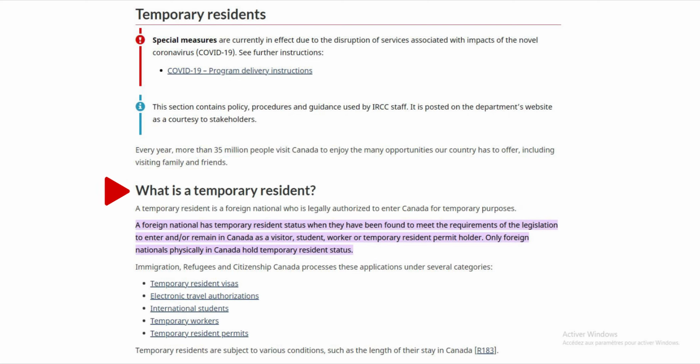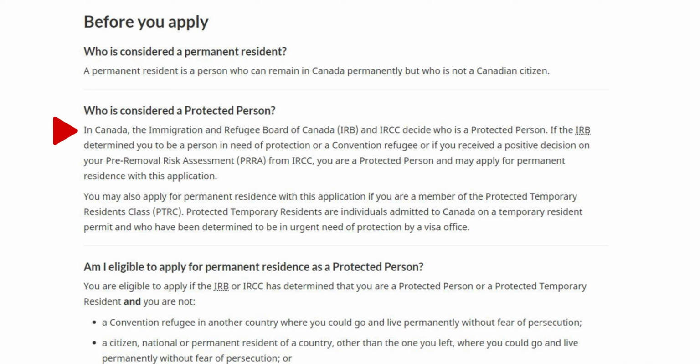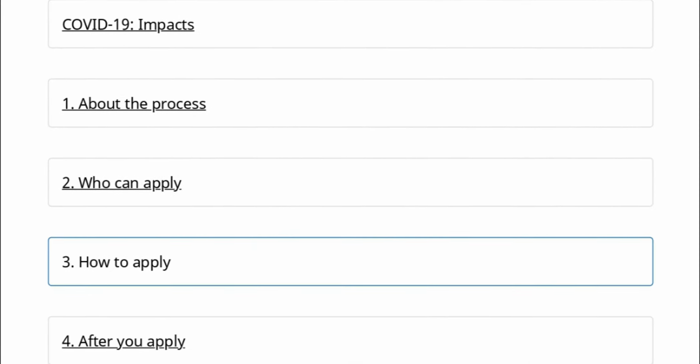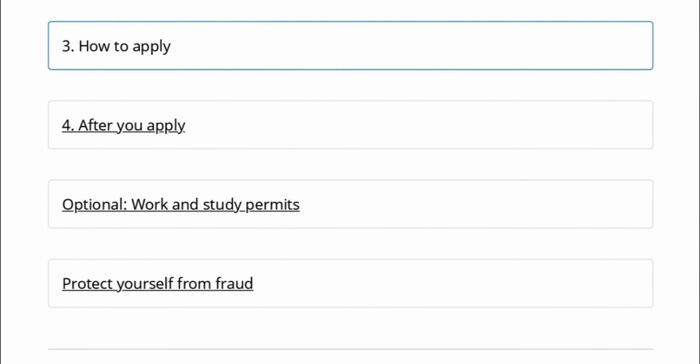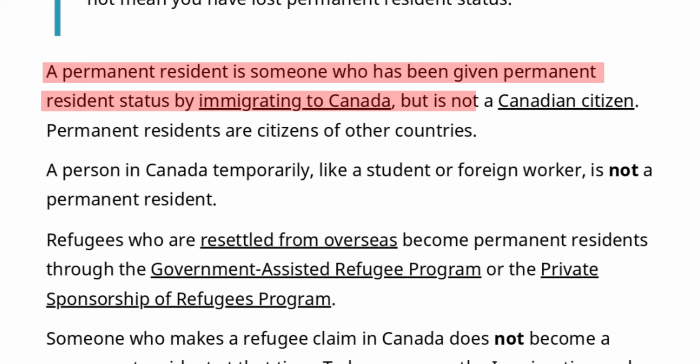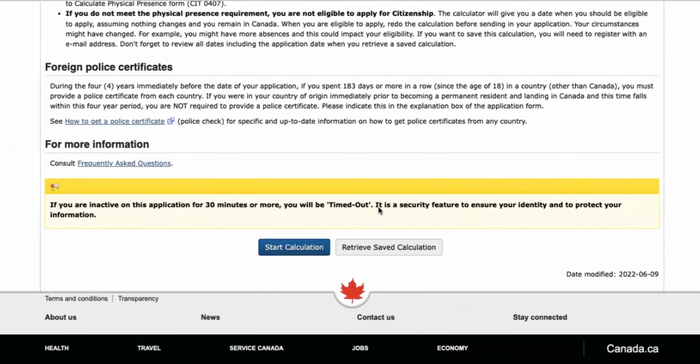Temporary resident status includes lawful authorization to enter or remain in Canada as a visitor, student, worker, or temporary resident permit holder. A protected person is someone who was found to be in need of protection or a convention refugee by the Immigration and Refugee Board, or a person who received a positive decision on a pre-removal risk assessment from IRCC. If you made a refugee claim or were included in a family member refugee claim, you will not be credited with time in Canada from the date of the refugee claim until you have received a positive decision confirming that you are a protected person. A permanent resident is someone who has been given permanent resident status by the IRCC but is not a Canadian citizen.